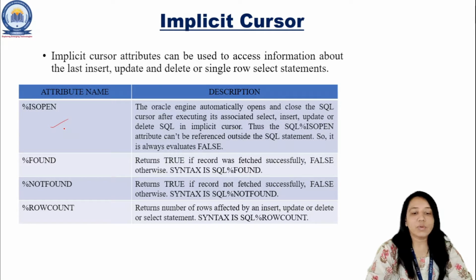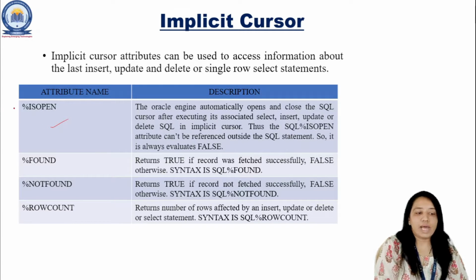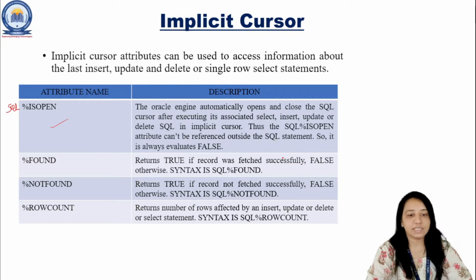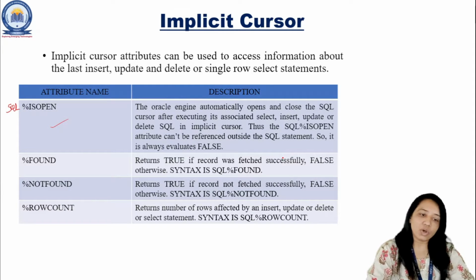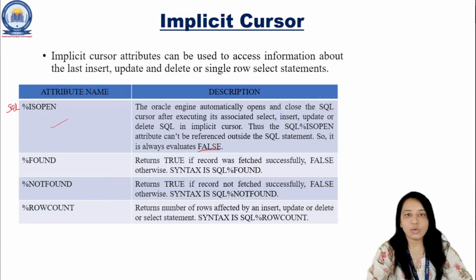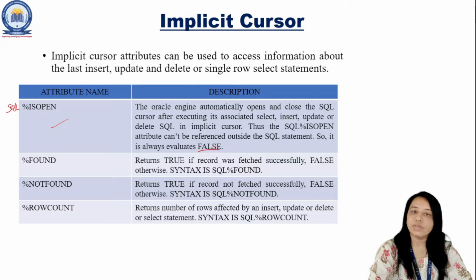Now the main thing is the name of the implicit cursor, which is SQL. So before checking any attribute, you have to write SQL. That means SQL%ISOPEN, but that will always return a false value. Why? Because it implicitly opens and closes, so in between we cannot check the values of that attribute.